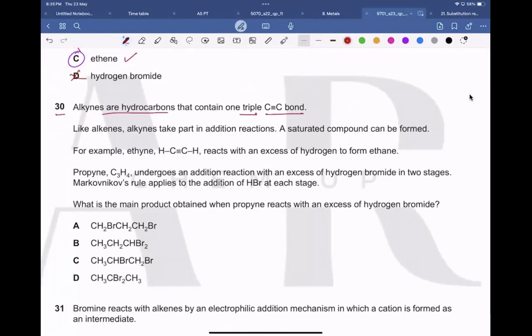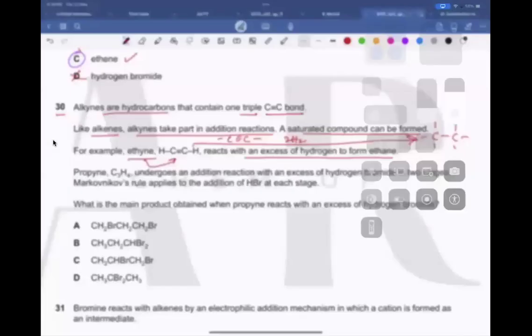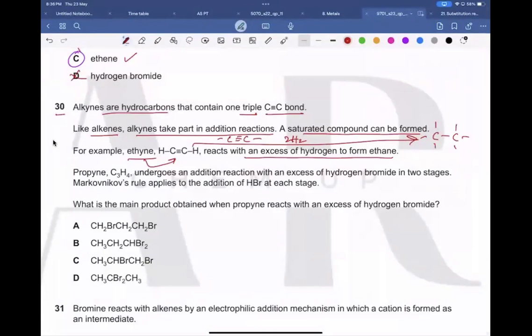So it means when this one reacts, it will react with the excess of hydrogen to form ethane. So see, there is a triple bond, so it means we need 2 moles of hydrogen to form ethane. Okay, so 2 moles of hydrogen are needed.